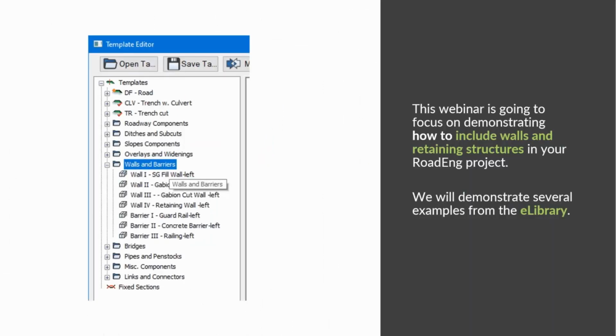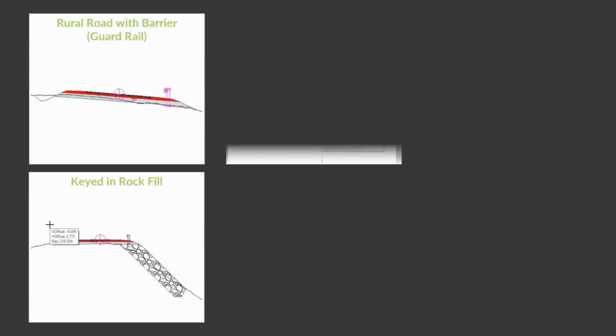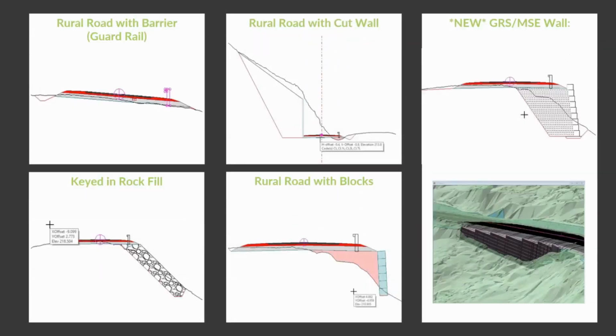This webinar is going to focus on demonstrating how to include walls and retaining structures in your RoadEng project. We will demonstrate several examples from the eLibrary in the location module. 5 of these examples from the eLibrary are a rural road with a guardrail, a cut in rock fill, rural road with a cut wall, rural road with blocks.